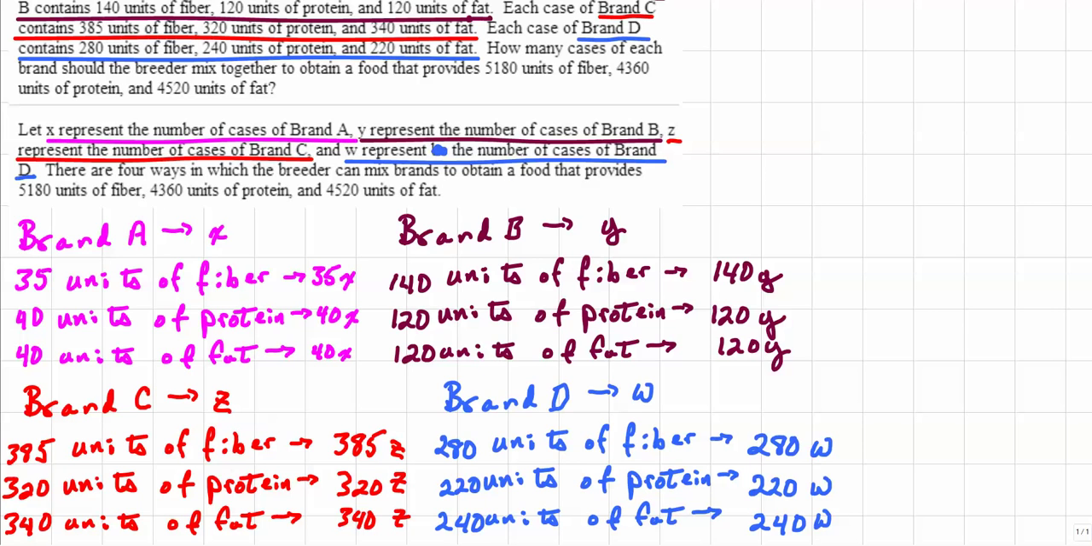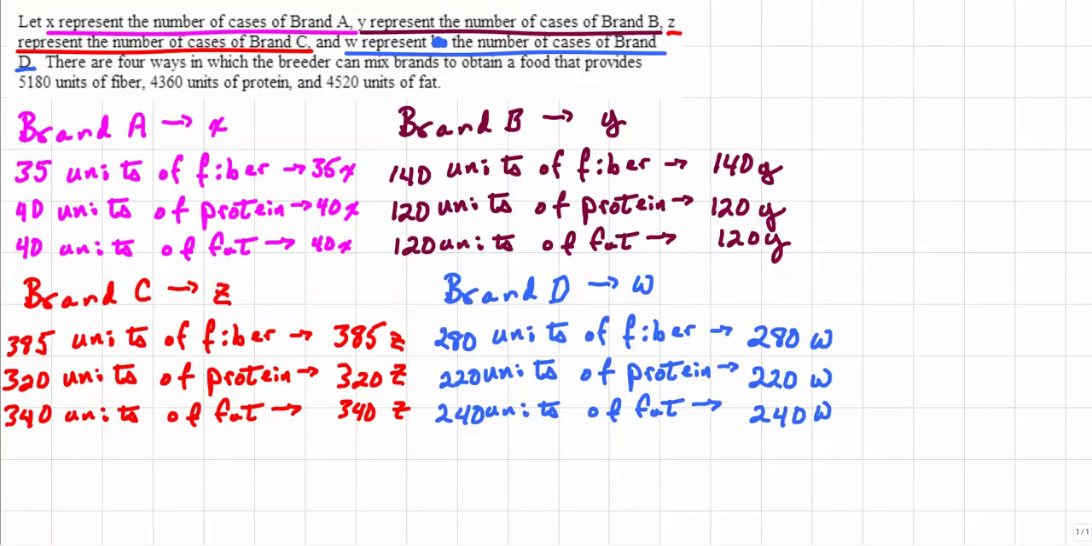Now we have everything broken down, and what we're going to do next is mix these together, because that's the next part of this problem: the 4 ways that were indicated in the problem to mix the brands to provide the following. Once the mix is created, it will yield 5,180 units of fiber, 4,360 units of protein, and 4,520 units of fat.